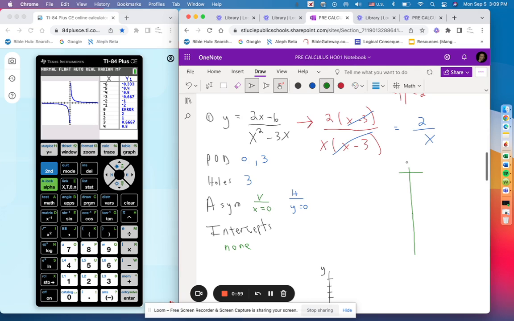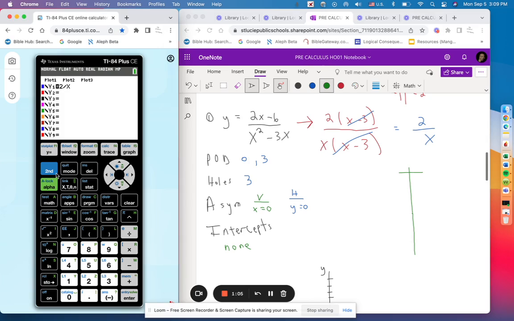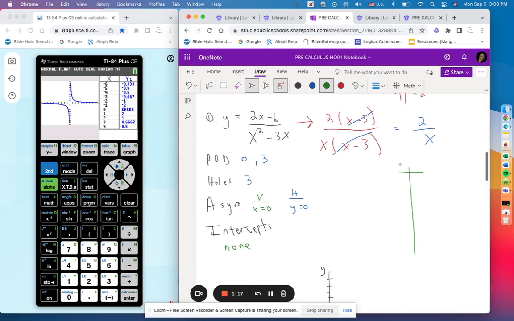Okay, so you want to type the function in. I already had it typed in. I almost forgot to tell you. But I typed in 2 divided by x, hit graph. And notice it never crosses the x-axis or the y-axis. So my intercepts are none. So if you got this problem, you should smile because it was a little easier.